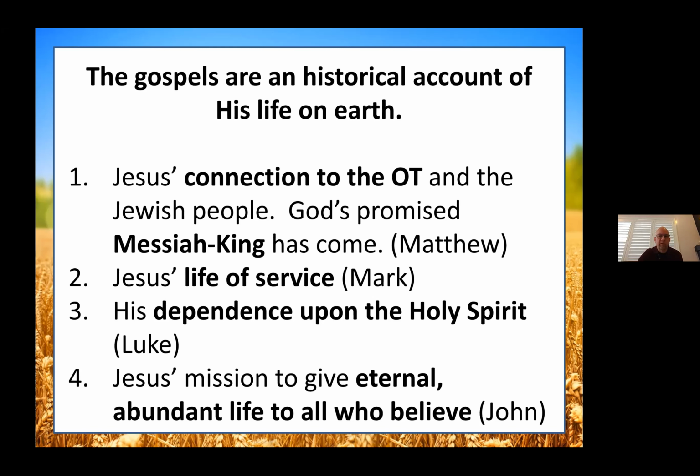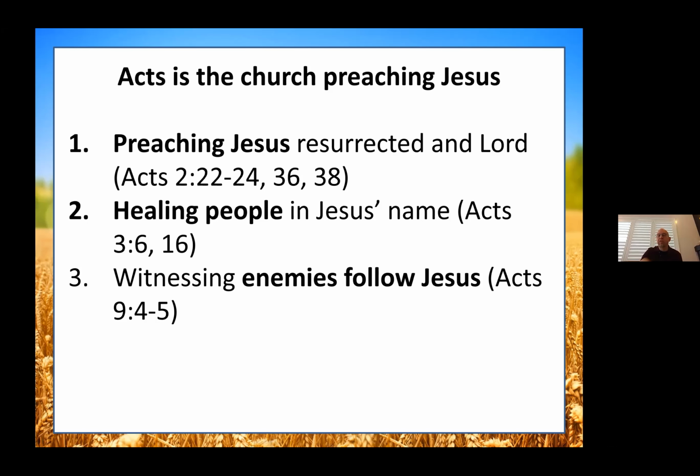So the Gospels are all about Jesus, but so is the book of Acts. And here the emphasis is on the church preaching about Jesus. Turn to Acts chapter 2. And there we see the early apostles going from being really afraid to being really bold and preaching Jesus raised from the dead and Lord of all.